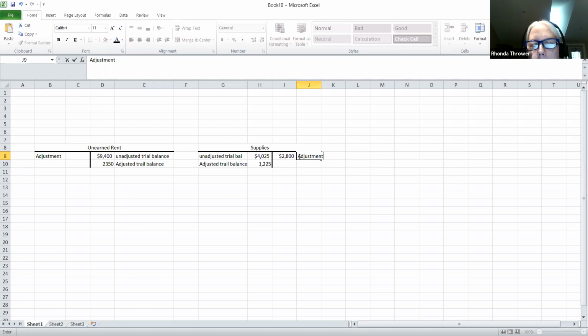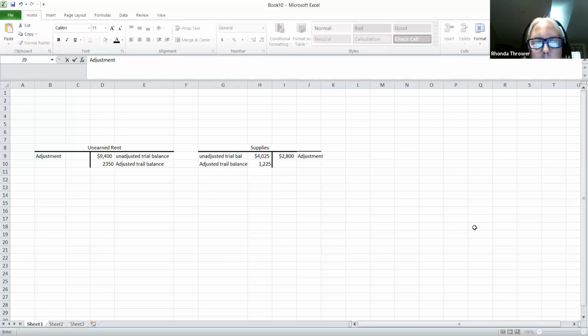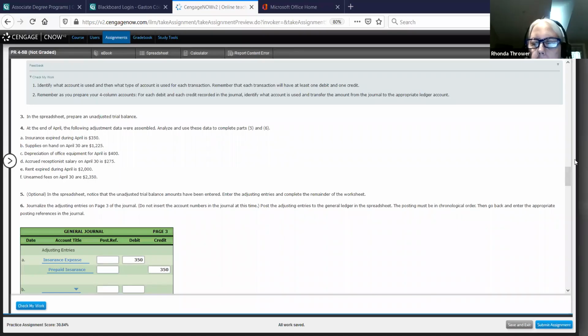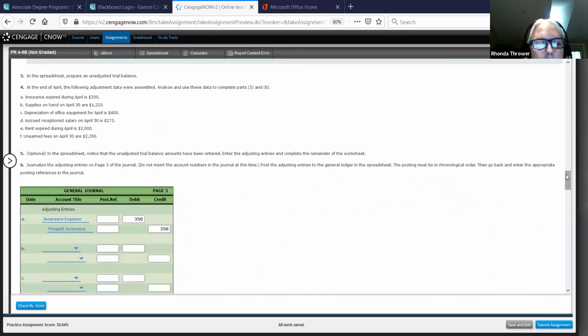So I've got a credit to my supplies, and I'm going to debit my supplies expense, which I did not put down here because I didn't think you needed to see that. The important part of this is, and we'll stop sharing this, and I'm going to go back to my Cengage account, and we're going to look at the journal entry.